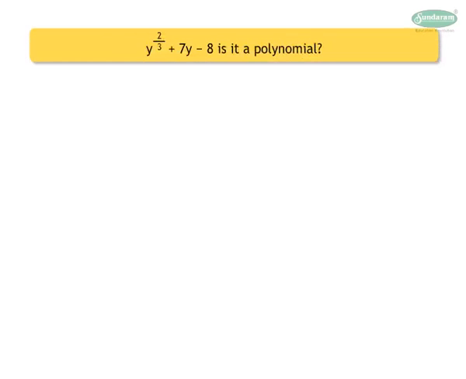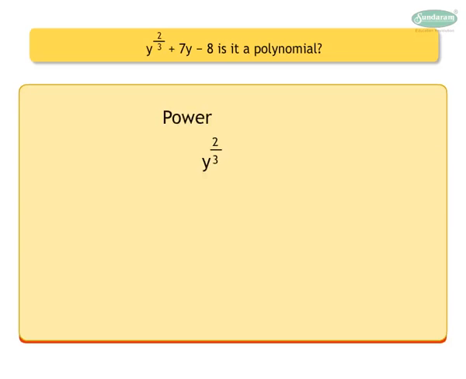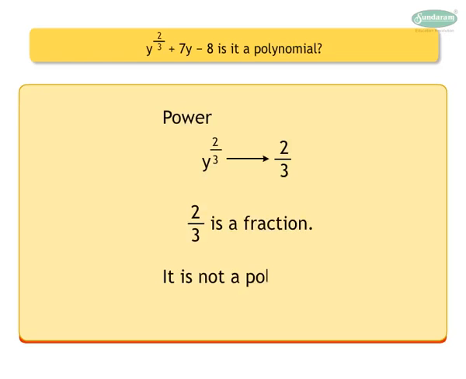Question 2. Y raised to power of 2 upon 3 plus 7y minus 8. On looking the power of y, we can see that it does not satisfy the second condition, since 2 upon 3 is a fraction and not an integer. So, the expression is not a polynomial.